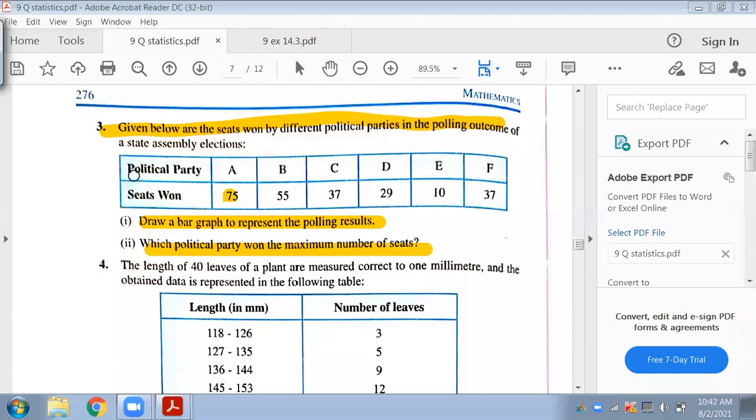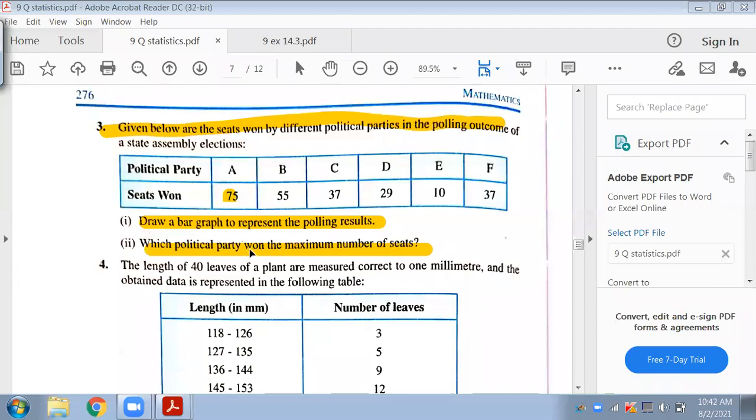Here, given below are the seats won by the different political parties in the polling outcome of the state assembly election. Different political parties are given as A, B, C, D, E, and the seats won by them are given. You have to draw a bar graph to represent the polling result, and again, you have to tell which political party won the maximum number of seats.